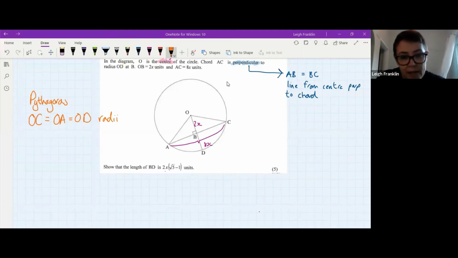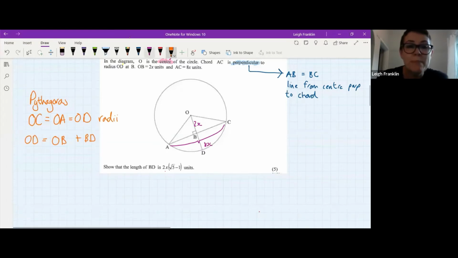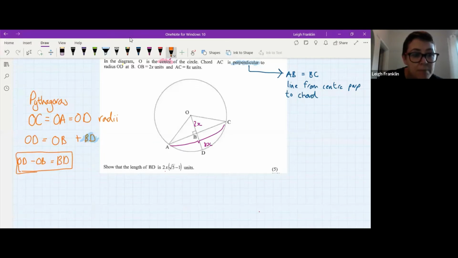Okay, you have said that in order to get OD, line OD is made up of 2 line segments in this case. It's going to be OB plus BD. Which means, Matrix, that if we want to make BD the subject of the formula, if we want BD to be on its own on one side, BD is going to be OD minus OB. Maybe. Okay, that's maybe how we're going to have to get BD in this particular case.